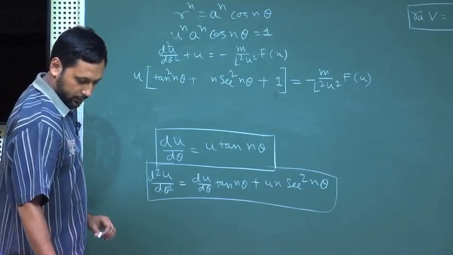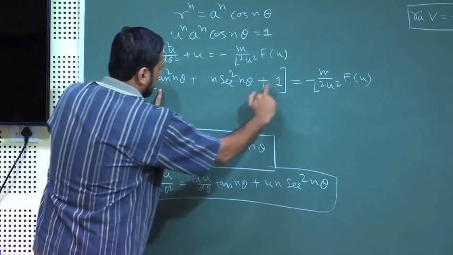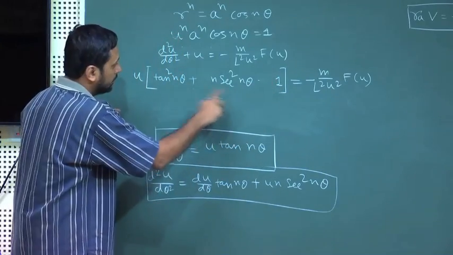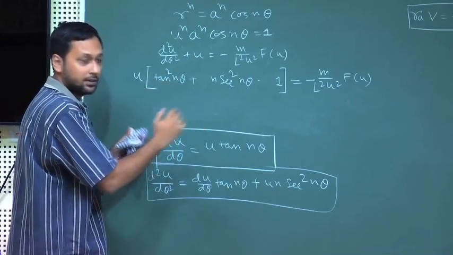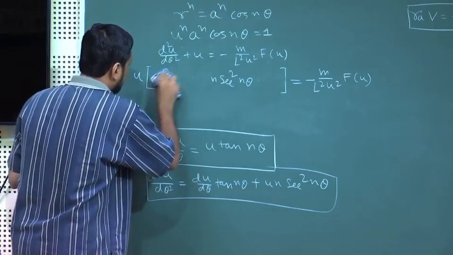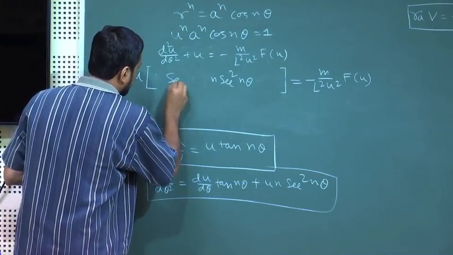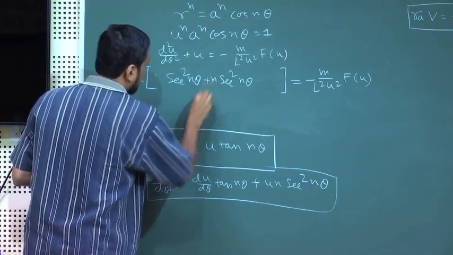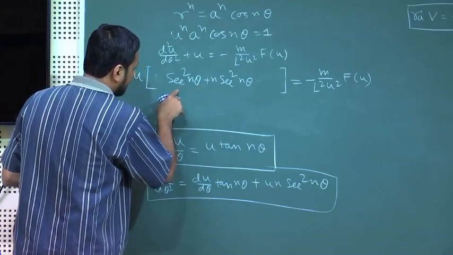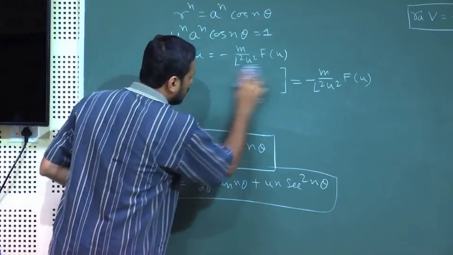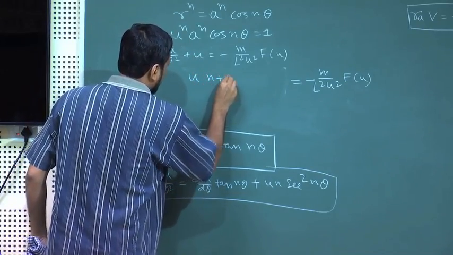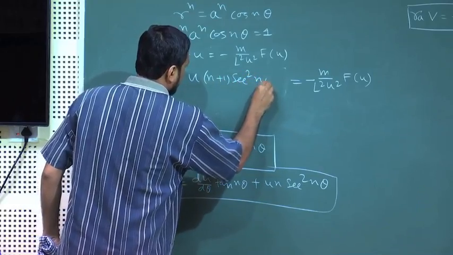Now, you see tan square n theta plus 1 will give you sec square n theta, because sec square theta minus tan square theta is equal to 1. So, tan square n theta plus 1, we can substitute with sec square n theta plus n sec square n theta. So, altogether we will have n plus 1 sec square n theta times u. So, this whole thing reduces to u times n plus 1 sec square n theta.